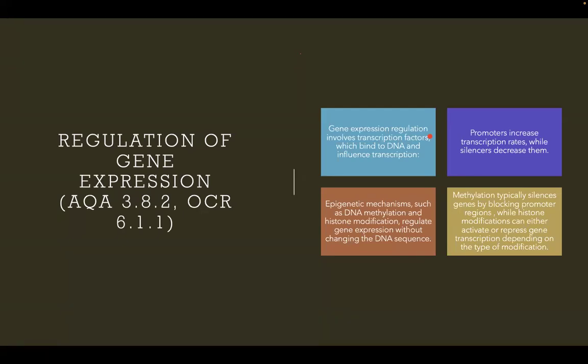Now, transcription and translation can be affected on the DNA level, and that's mainly through, as I said, promoters and silencers, but also it can be epigenetic mechanisms such as DNA methylation and histone modification. I've got another box here: methylation typically silences genes by blocking promoter regions, preventing all that transcription machinery from binding onto the DNA, resulting in mRNA being made. And then histone modifications can activate or repress gene transcription, depending on whether DNA is tightly coiled around histones or it's quite relaxed around it. And that influences how the transcription machinery can bind to it and result in mRNA being made.